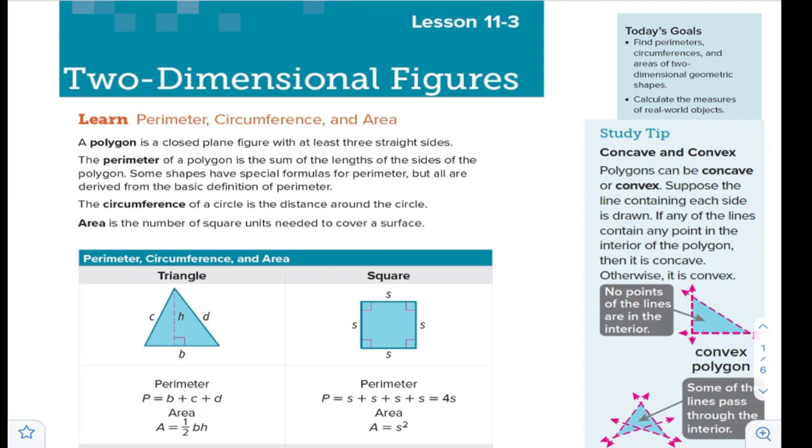And in this lesson we are going to learn about perimeter المحيط, circumference محيط الدائرة and area المساحة, مساحة الدائرة أو مساحة المضلعات. المضلع, the polygon, is a closed plane figure with at least 3 straight sides.